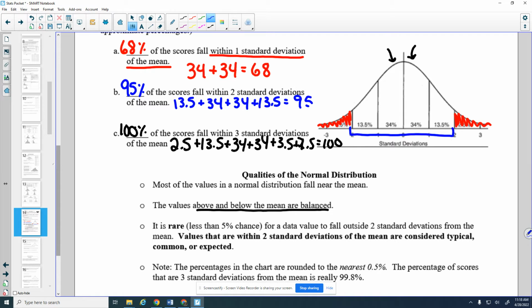Now, if you look at this curve and you consider the fact that e is involved in it, these 2 sides of the curve don't actually ever come down to 0. So the reason this adds up to 100% is because these numbers are all rounded to the nearest 0.5. If we look at the note, the percentages in the chart are rounded to the nearest 0.5%. The percentage of scores that are within 3 standard deviations from the mean is really 99.8%. So the graph doesn't come down and touch 0 in terms of the y direction. It kind of tapers off, but still almost everything is within 3 standard deviations from the mean.